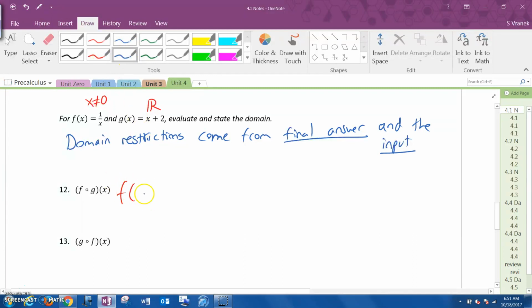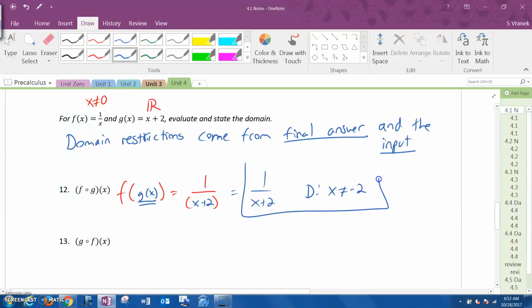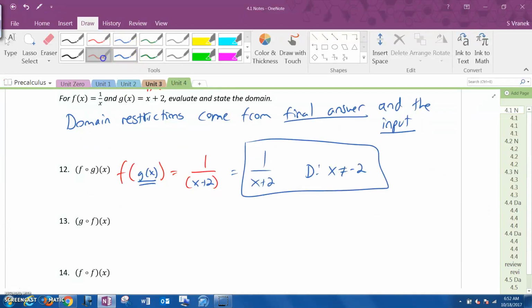F of g of x means I'm sticking g of x into f. So f is 1 over blank, and we're sticking g into there. So that's pretty much the answer, 1 over x plus 2. So you look at 2 things. You look at the input, g of x has no restrictions, it's all real numbers. Then we look at the final answer. If you look at the final answer, though, we would say that the domain is that x cannot equal -2. Okay?